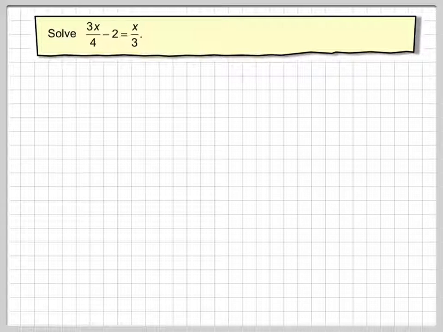Hi, what we're going to do here is solve an equation with fractions in it. So we've got 3x divided by 4 minus 2 is equal to x over 3, or divided by 3. So what we've got to solve is that.